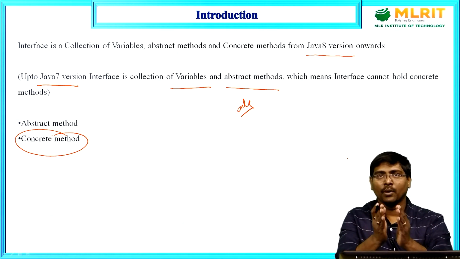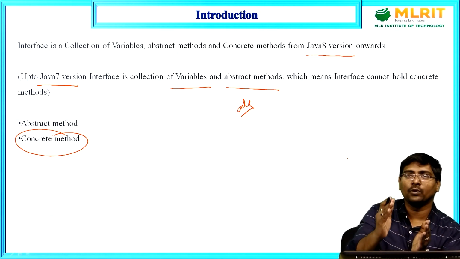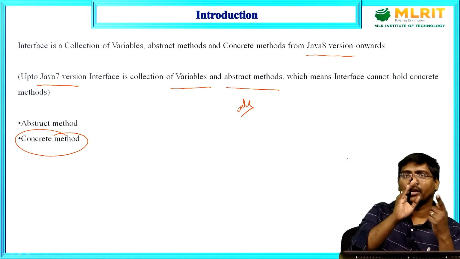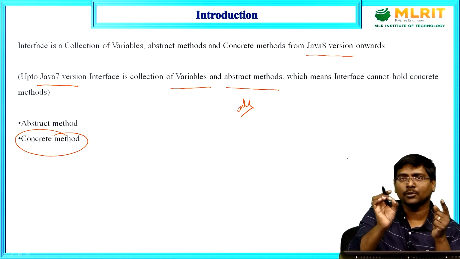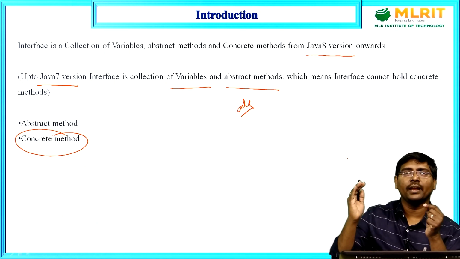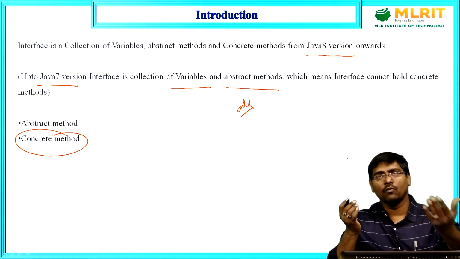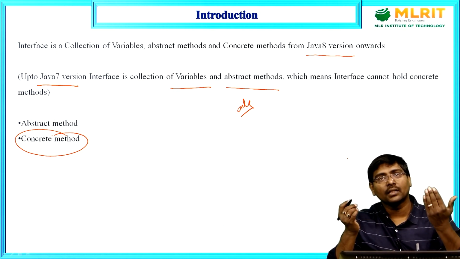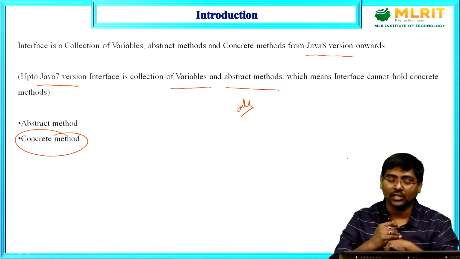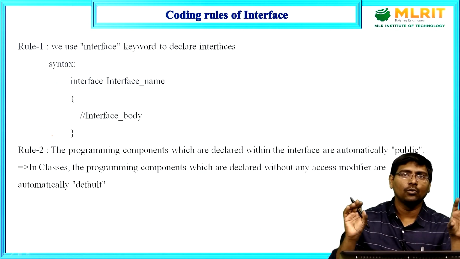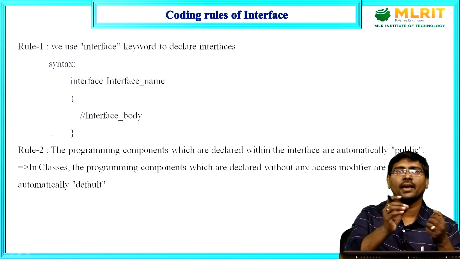Now, remember, up to version 7, an interface consists of only abstract methods. From version 8 onwards, an interface consists of abstract methods, and along with them it is also possible to write concrete methods. Now, what are the rules to be followed for creating an interface?